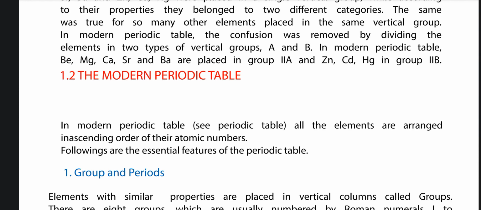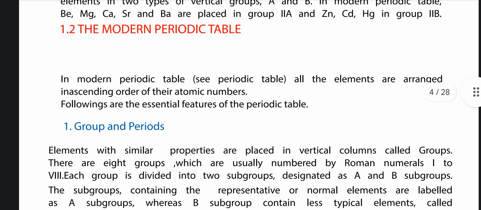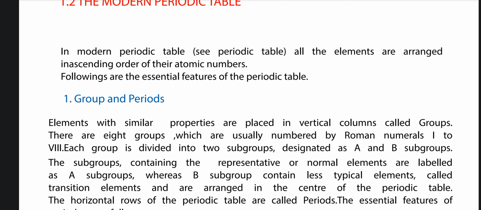Today we will start 1.2, the modern periodic table. In the modern periodic table, all the elements are arranged in ascending order of their atomic numbers, and following are the essential features of the periodic table.